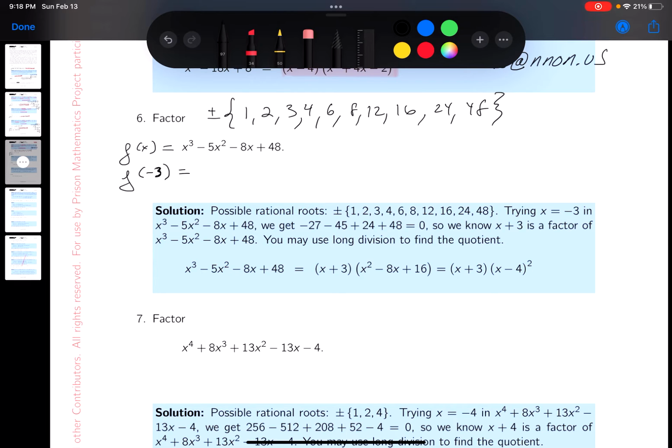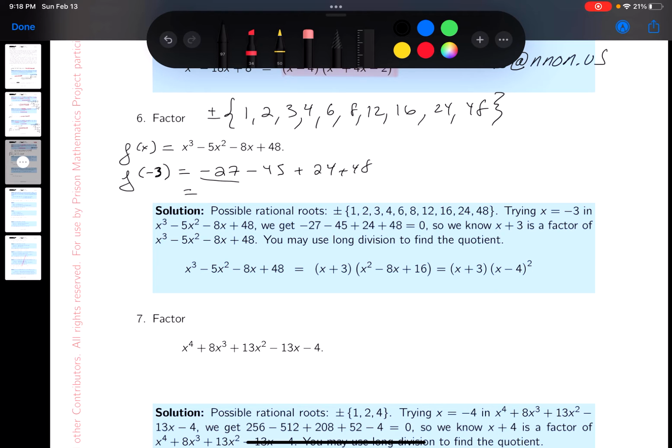Let's take a look at, what do you get? Minus 27 minus 45 plus 8 plus 48. Well, kind of looking at it, minus 27 minus 45, that's what? Did I do that right? Oh, you know what? I'm sorry. Made a mistake there in the arithmetic. That's going to be minus 72. Sorry about that.